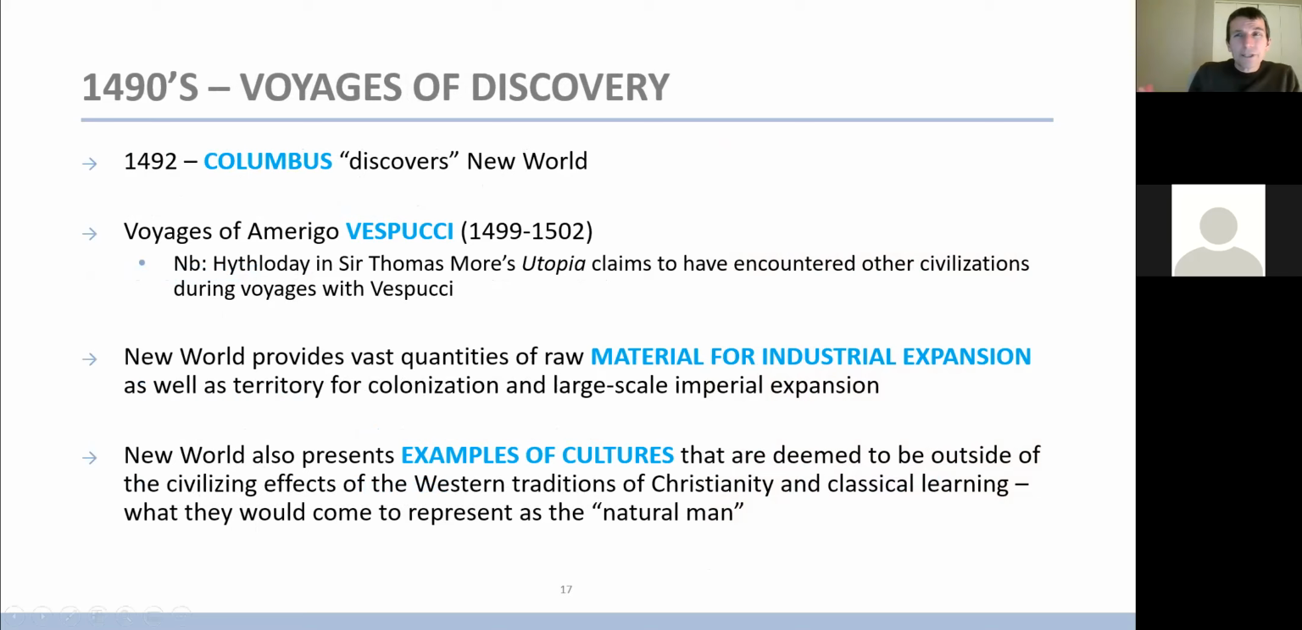There's, of course, the discovery of the New World, obviously Columbus, but also, in some ways more importantly, Vespucci. The New World provides vast quantities of material for industrial expansion for Europe, but also provides examples of different social ways of organizing societies, of thinking about the world, and to some extent relativizes Europe. Anytime cultures come into contact with others, and it happened with the Greeks as well, there's a certain questioning: well, is this the only way? Maybe there are other ways.